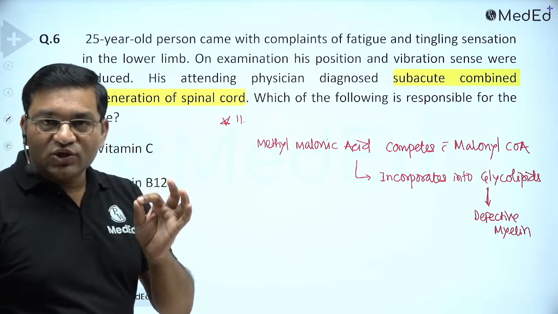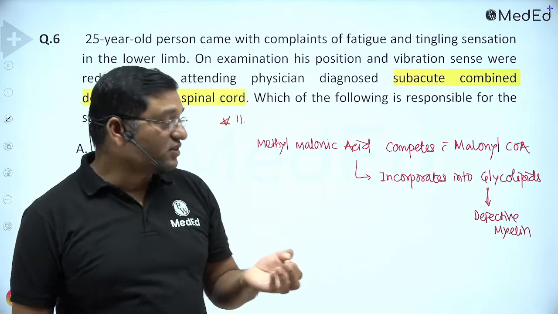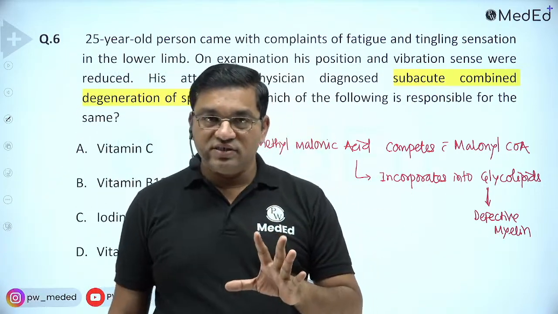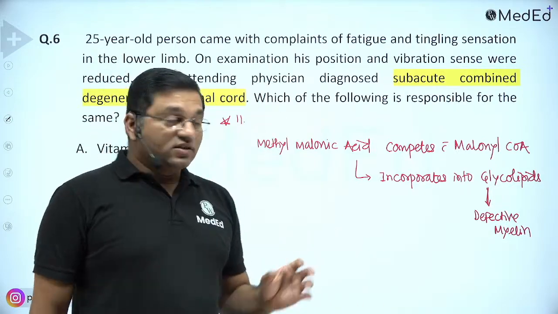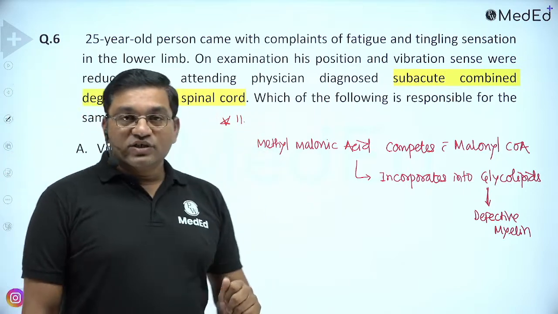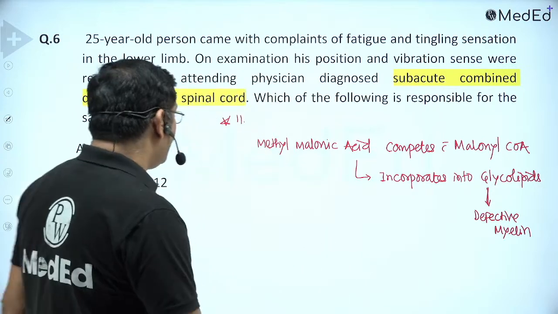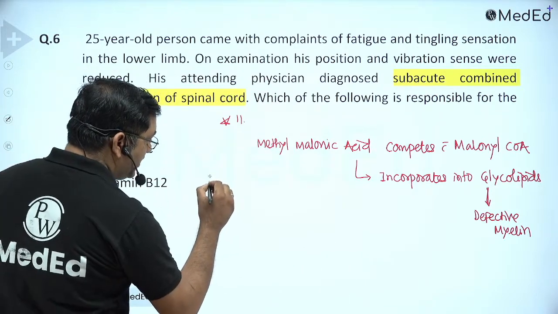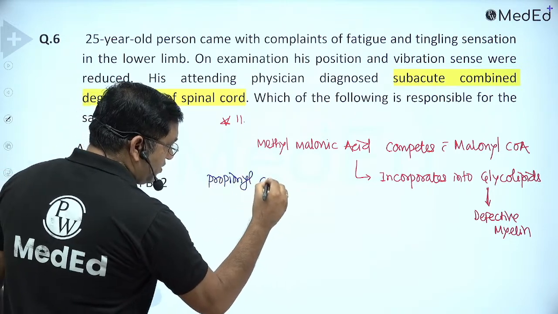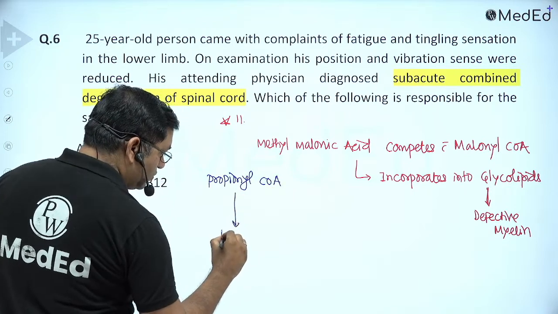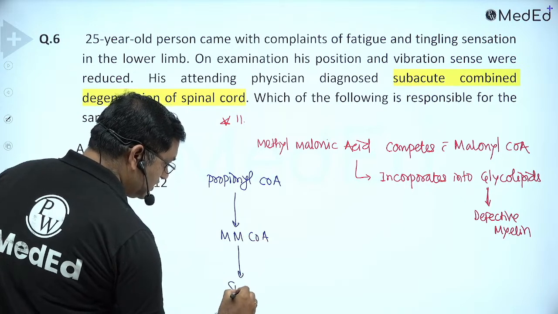Why is there subacute combined degeneration of spinal cord? Because of decreased and defective myelin synthesis. We already discussed, this is point number 11, that methylmalonic acid level increases in B12 deficiency. See, this is the B12 role. It causes the conversion of propionyl coenzyme A to methylmalonyl coenzyme A, and methylmalonyl coenzyme A is converted into succinyl coenzyme A.